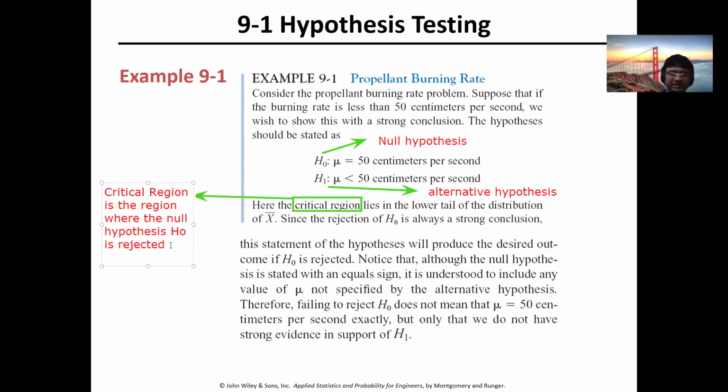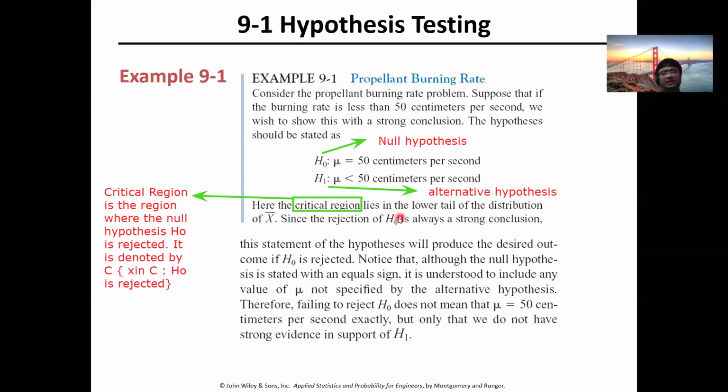The definition of critical region is given by, it is denoted by C. X in C means H0 is rejected. So this is the meaning of critical region.